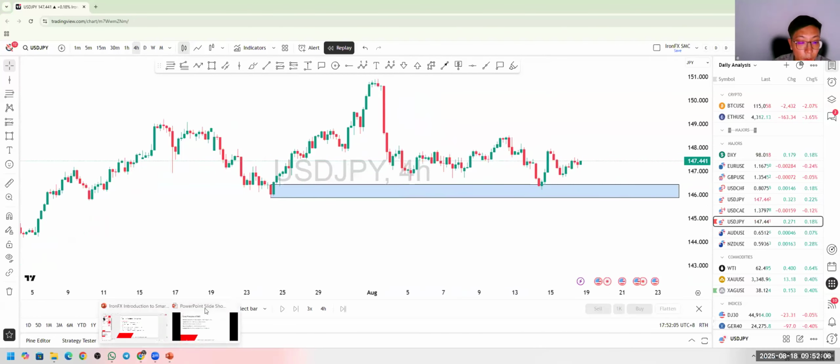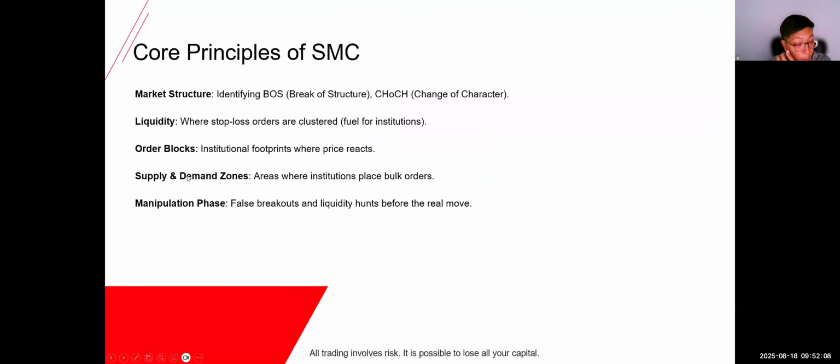Okay, I think it's pretty simple. And then the next thing is supply and demand zones. To me, order blocks and supply and demand zones are relatively similar. Supply and demand zones is basically just an enlarged version of support and resistance zones. So you're marking out a range instead of just a single line. So these are kind of similar.